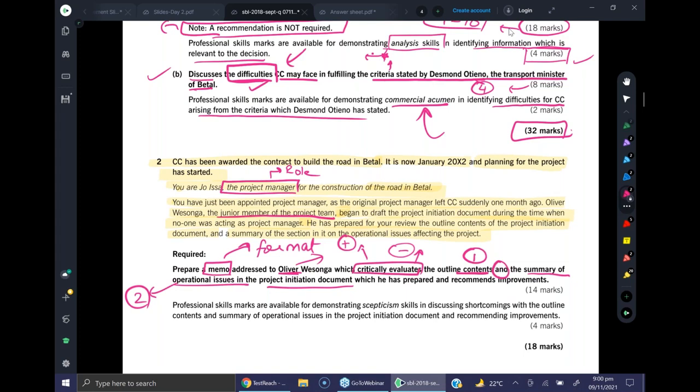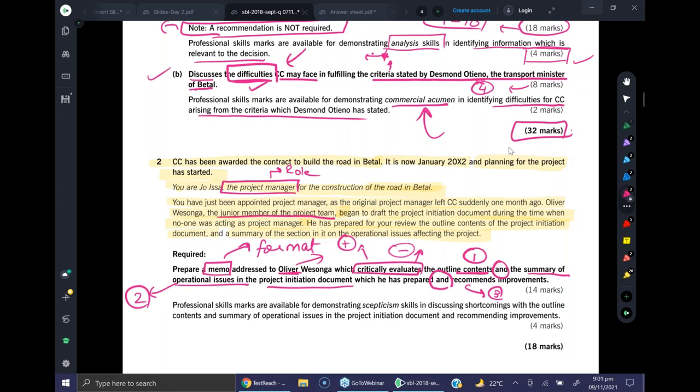And there is a third part, recommend improvements. So you see that the last two words are very quickly written, recommend improvement. So what if I forget about it? What will happen? Can you tell me? If I forget about recommending the improvement to the document, because I'm the senior and I'm telling the junior to improve the document, I will lose marks.